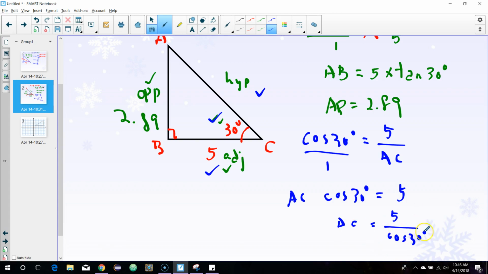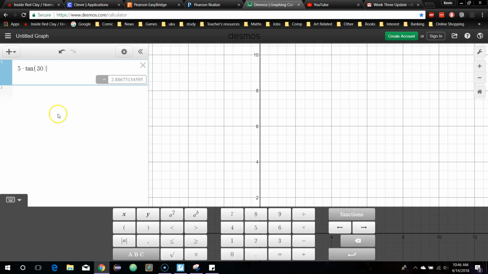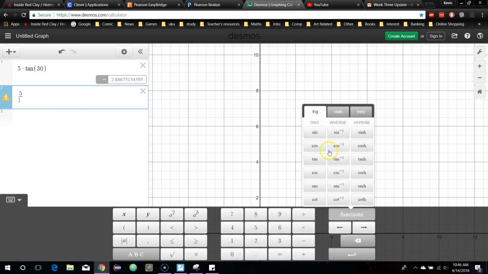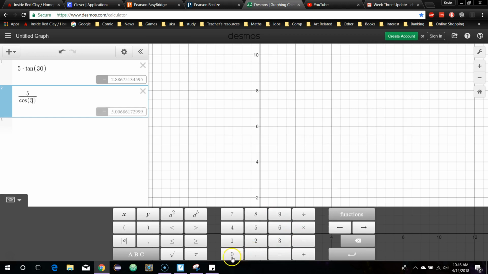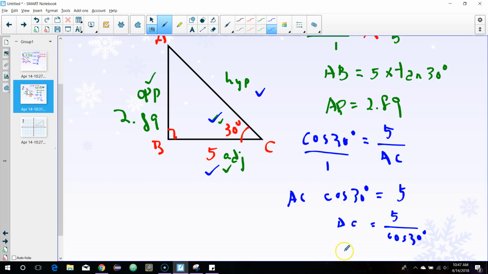So of course this bit you need a calculator for. 5 divided by cosine 30 is going to be 5.773. 3 cannot round up, so it's 5.77. There you go. Not too bad.